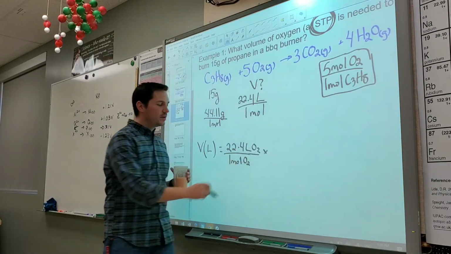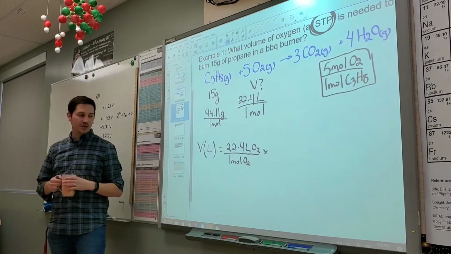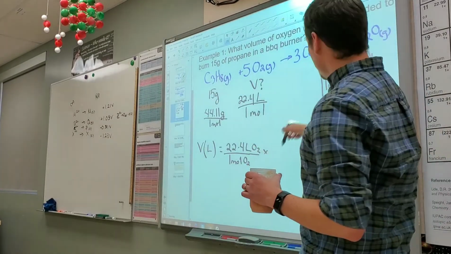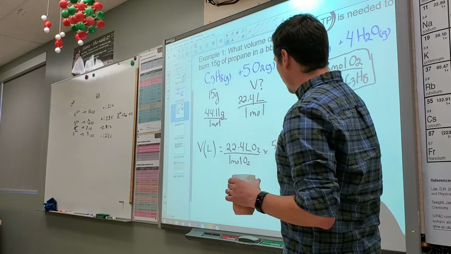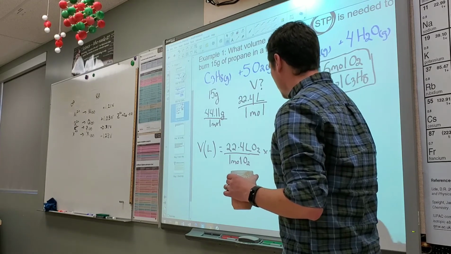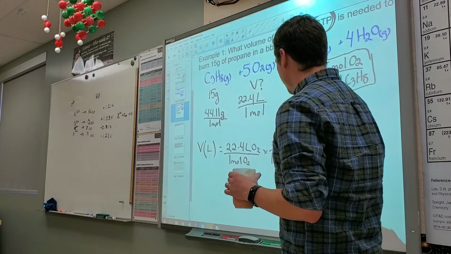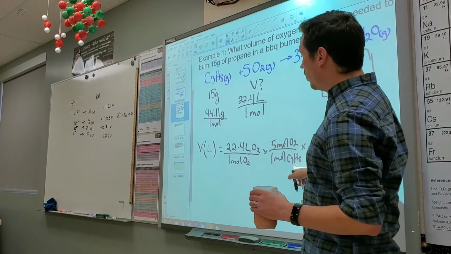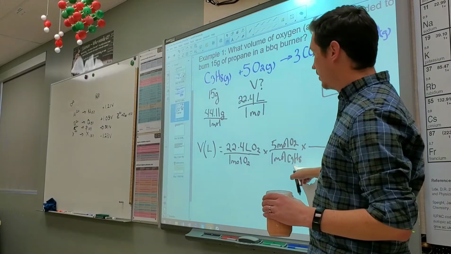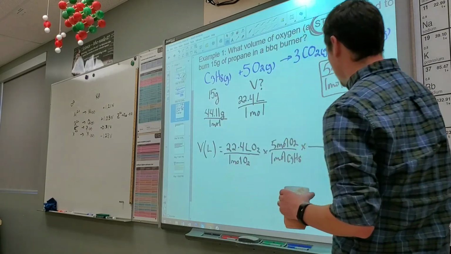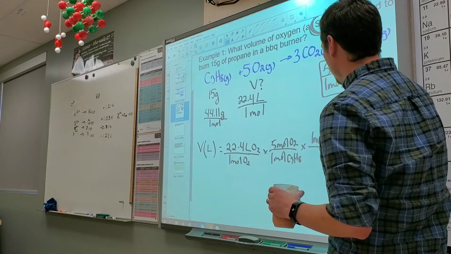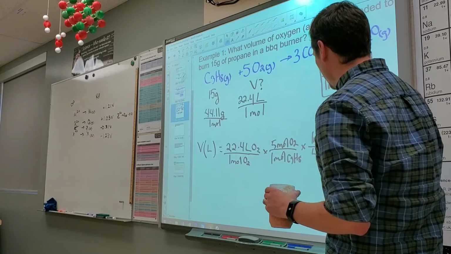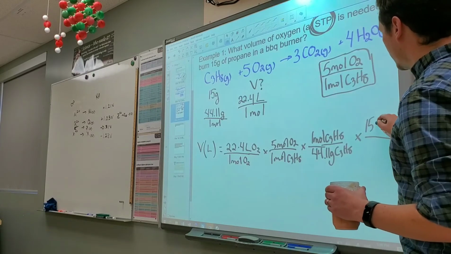So I would say 22.4 liters of oxygen for every 1 mole of oxygen. And then we want to cancel out moles of oxygen, and we can use our molar ratio: 5 moles of oxygen for every 1 mole of propane. And then 1 mole of propane can get canceled out by the molar mass. 1 mole of propane is 44.11 grams of propane. And then we have 15 grams of propane.